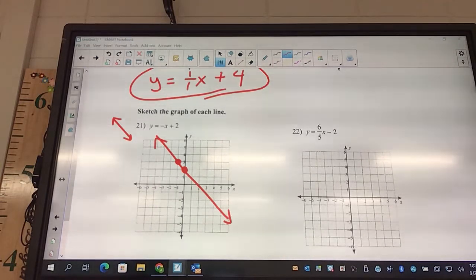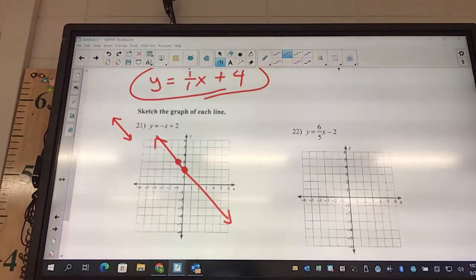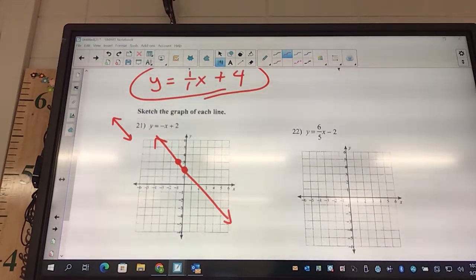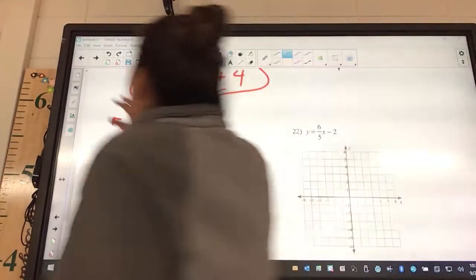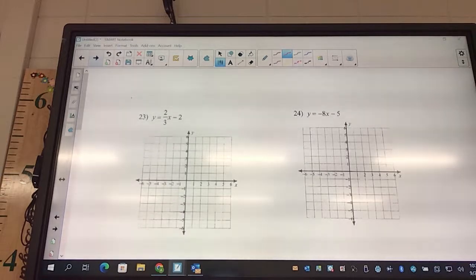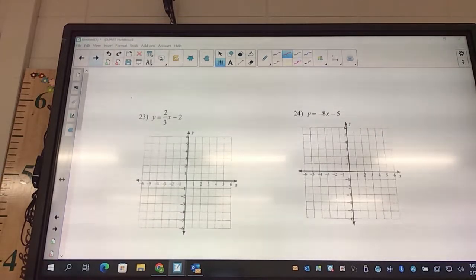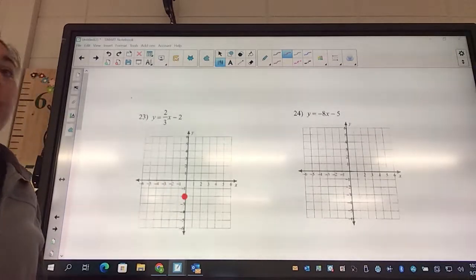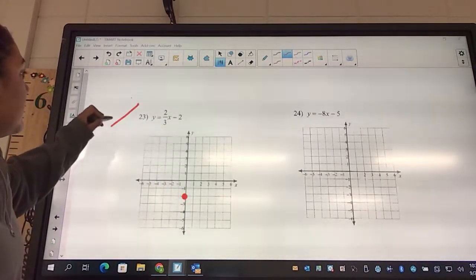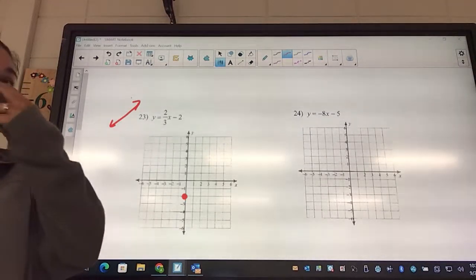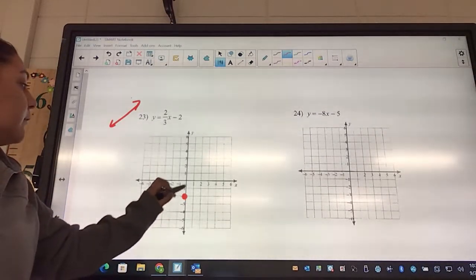Okay, flip your reviews. You're going to need some of the notes for the shading ones. Okay, 23. Okay, this is the same thing. So what do we plot first? The -2. And then is our slope positive or negative? Positive. So our line should be looking like this. Okay, so we're going to go up 2 and over 3. Which way?